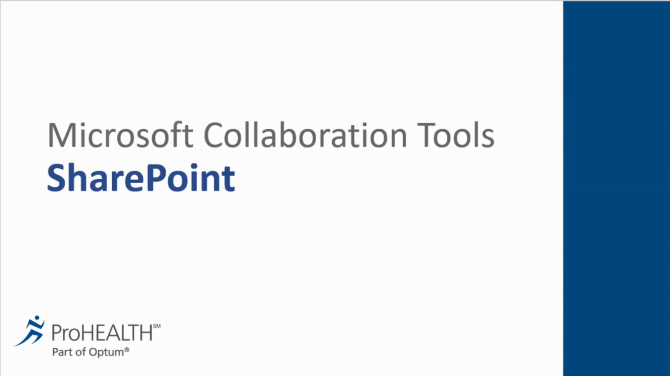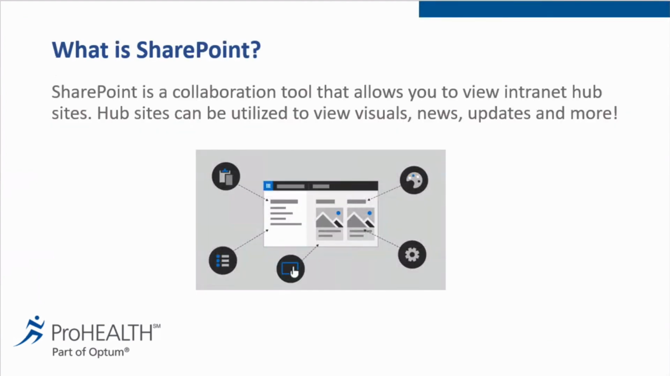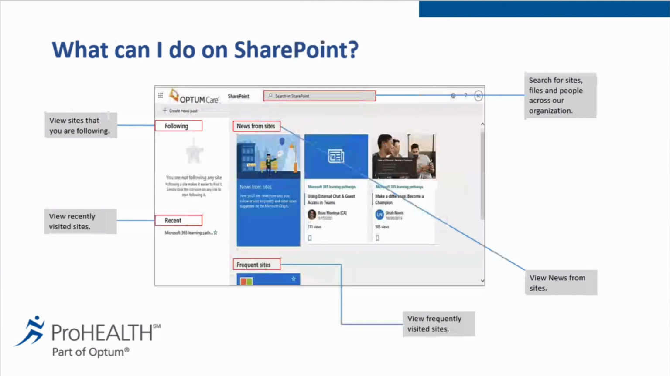Microsoft Collaboration Tools, SharePoint. What is SharePoint? SharePoint is a collaboration tool that allows you to view Internet Hub sites. Hub sites can be utilized to view visuals, news, updates, and more. What can I do on SharePoint? SharePoint is mostly utilized for viewing purposes. Within SharePoint, you can search for sites, files, and people across our organization. You can view news from sites, frequently visited sites, recently visited sites, and sites that you're following.